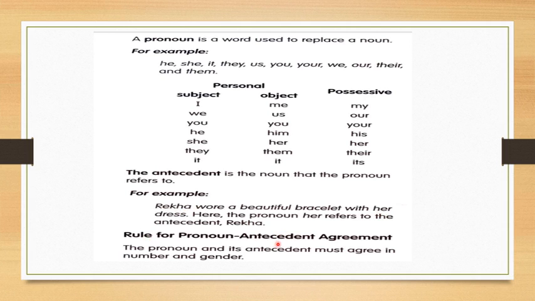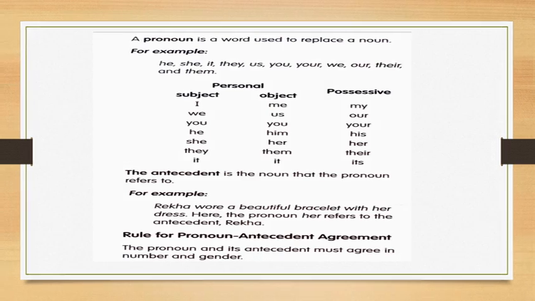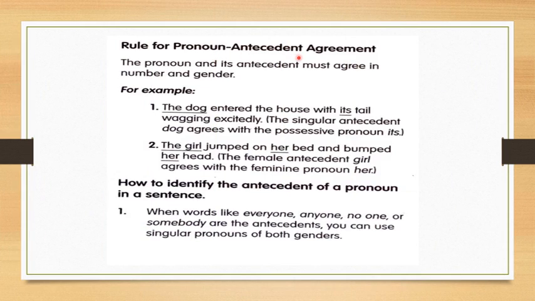So now, the rule for pronoun-antecedent agreement. The pronoun and its antecedent must agree in number and gender. How? Let's see. The dog entered the house with its tail wagging excitedly. The singular antecedent dog agrees with the possessive pronoun its. Here dog is a singular noun or subject, and when we are using the pronoun, it is going to be its. Why? Because it agrees with the singular antecedent.